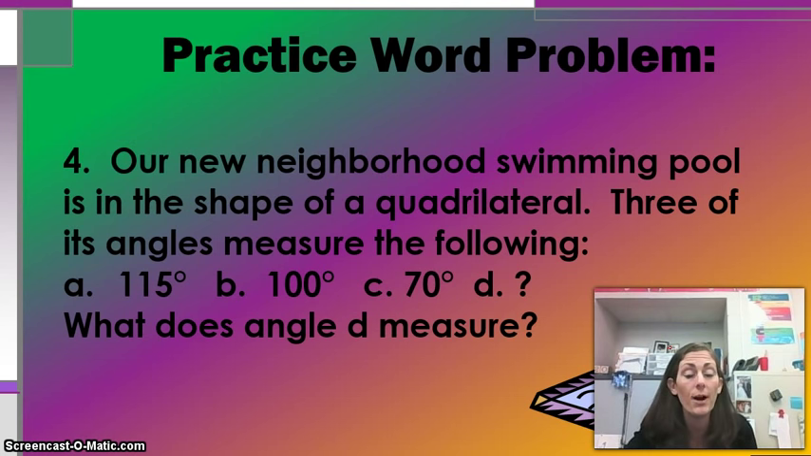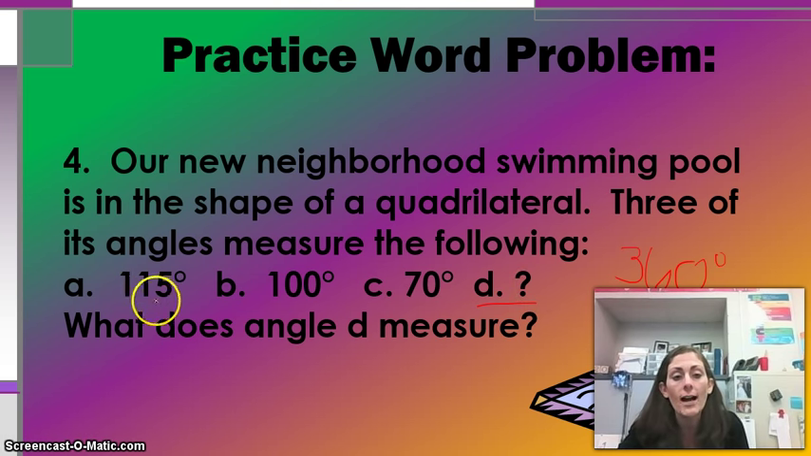Here's our practice word problem. Our neighborhood swimming pool is in the shape of a quadrilateral. 3 of its angles measure the following: 115 degrees, 100 degrees, 70 degrees. And you need to find the measure of D. What is angle D measure? Remember, all the angles in a quadrilateral, when you add them up, equal 360 degrees.